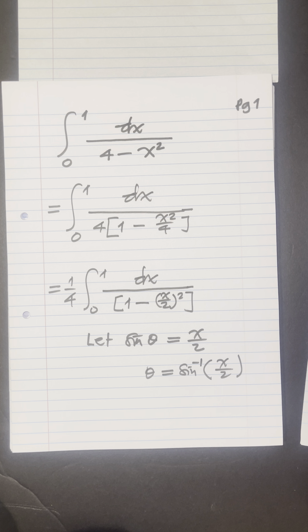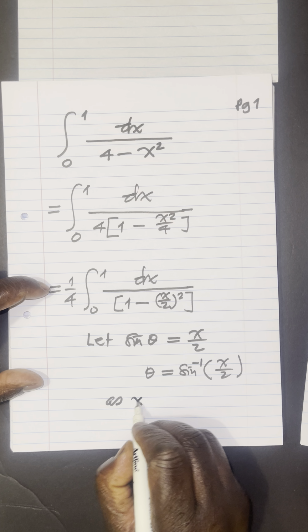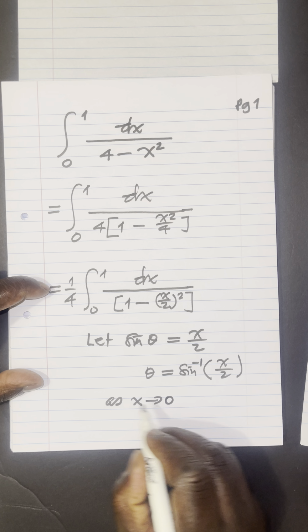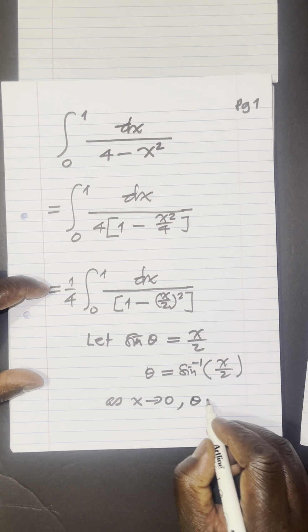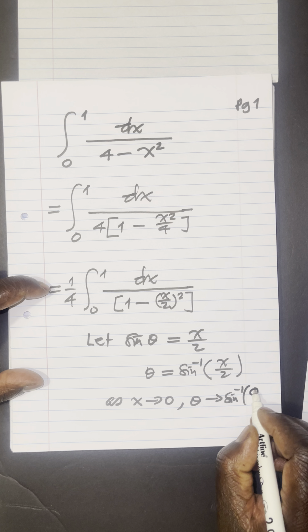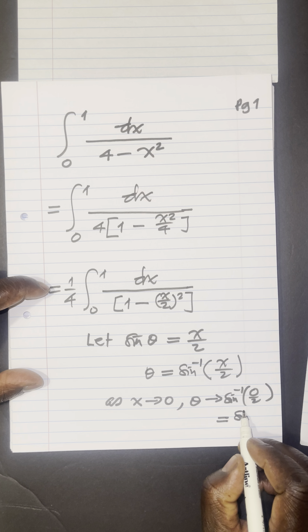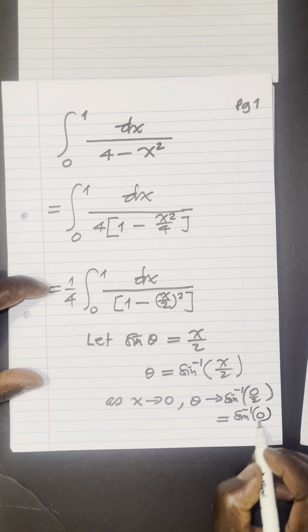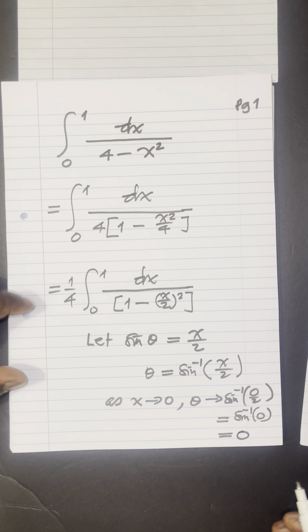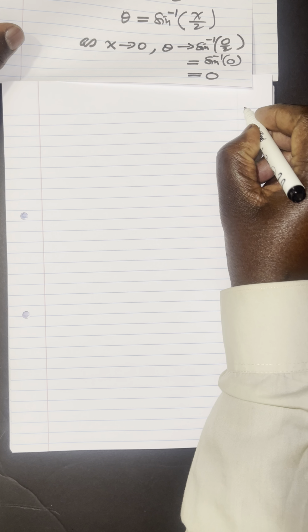Now we're going to say, as x approaches 0, the lower limit, theta must approach sine inverse of 0 over 2. You'll agree with me that this is sine inverse of 0, and the answer is 0. The lower limit remains unchanged. Moving on to the next page, we must change the upper limit as well.